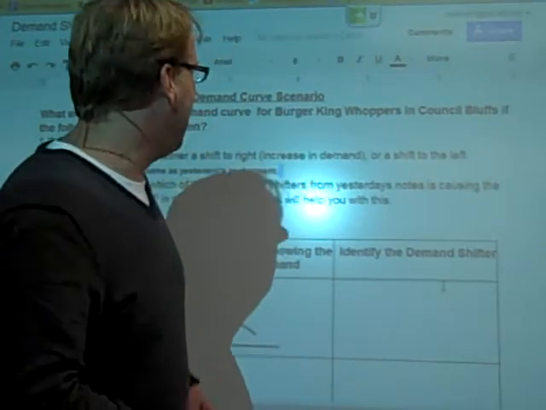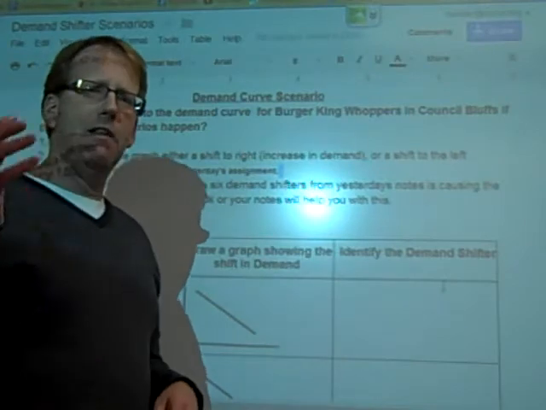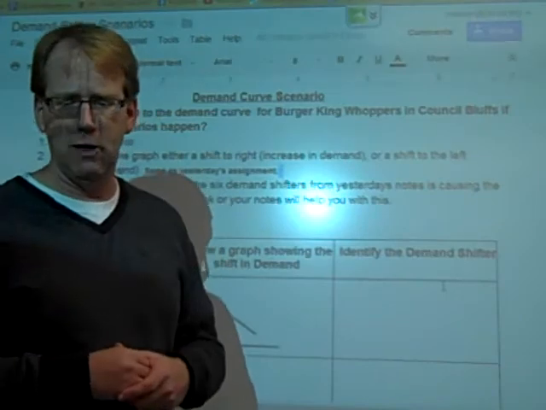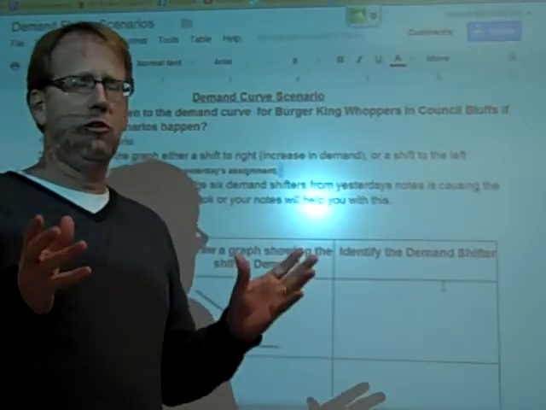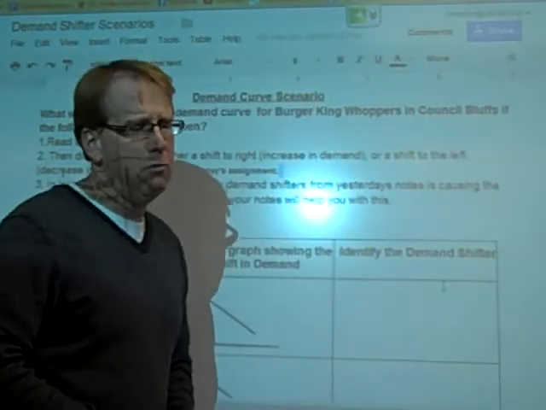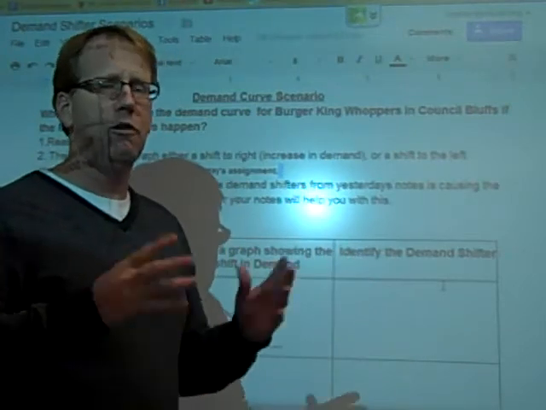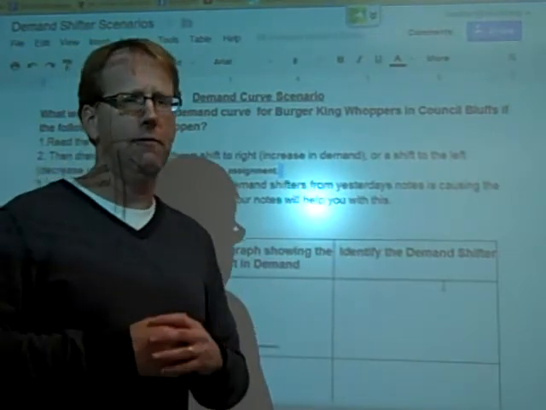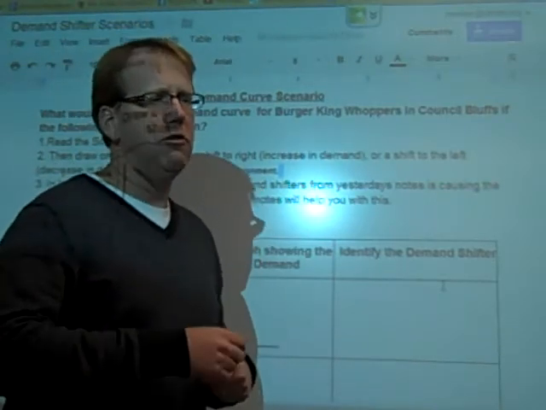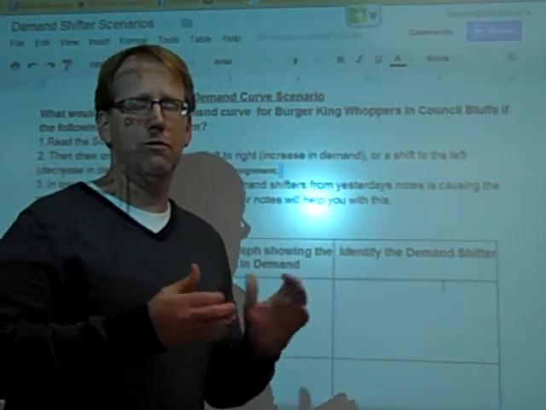The substitute teacher will be passing out this assignment to you. This will be a worksheet that you're getting. It's a lot like the same thing you did yesterday in class. If you were here yesterday, we looked at demand shifters, the 6 different demand shifters that I have over here on the board, and we tried to figure out how different news headlines would affect the shift in demand, either to the right or to the left. Remember, an increase in demand would cause a shift to the right, and a decrease in demand would cause a shift to the left.